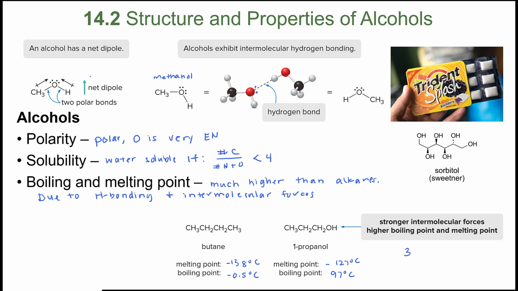So in order to determine if propanol is water soluble, we add up the number of carbons, which is 3, divided by the number of oxygens, which is 1, plus nitrogens, which is 0. This is less than 4, so this is water soluble.